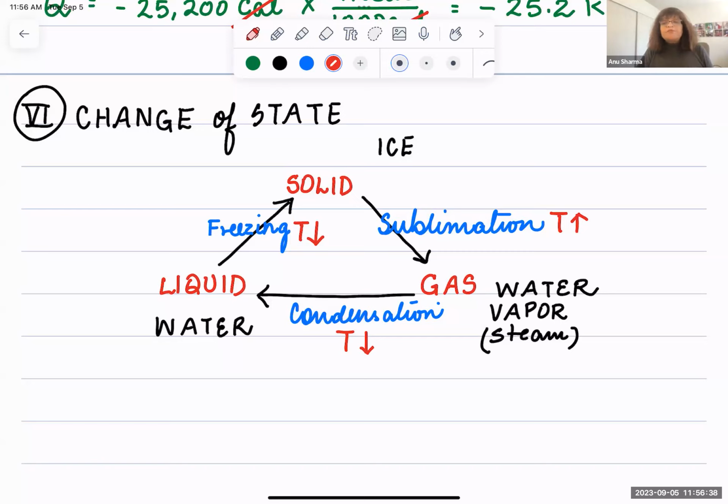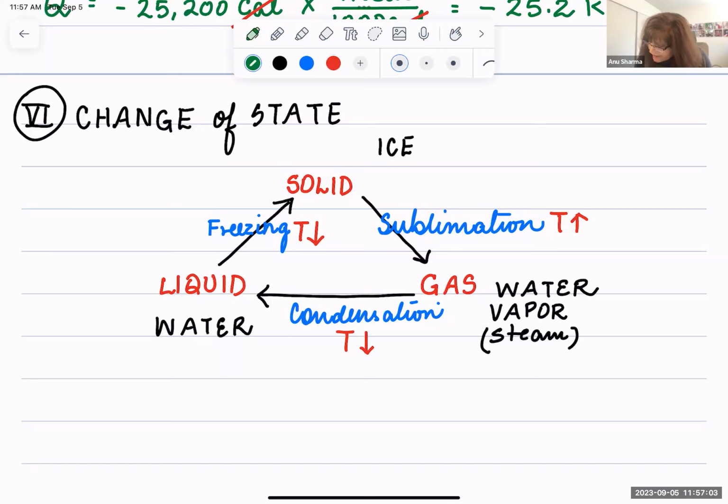Iodine is solid at room temperature. With a slight variation in temperature, it vaporizes. Another example is dry ice. Dry ice is carbon dioxide, solid carbon dioxide. It is very cold, but it becomes solid carbon dioxide. The moment you leave it at room temperature, it evaporates into gaseous carbon dioxide. So that's one piece.